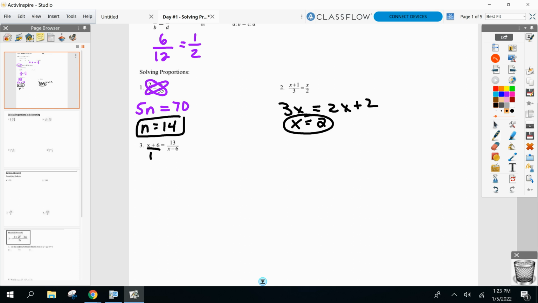All right, so I see when I cross multiply 1 and 13, I'm going to get 13. Uh-oh. Now what happens here? X plus 6 has to get multiplied by x minus 6. Uh-oh.